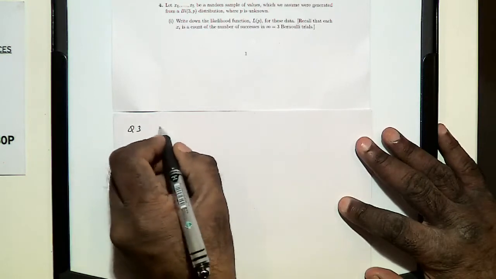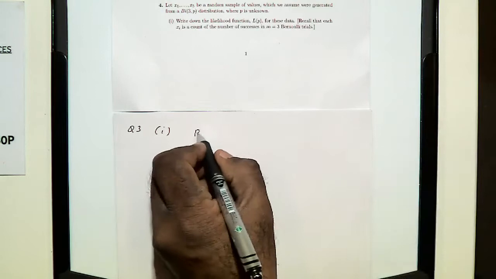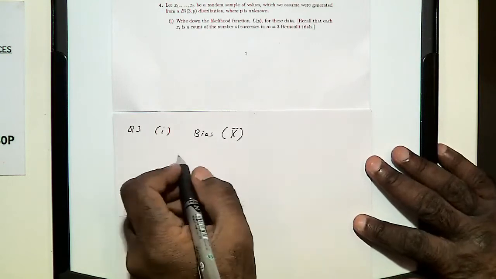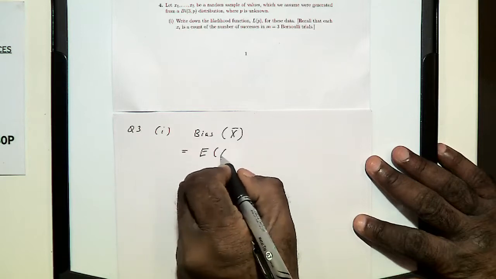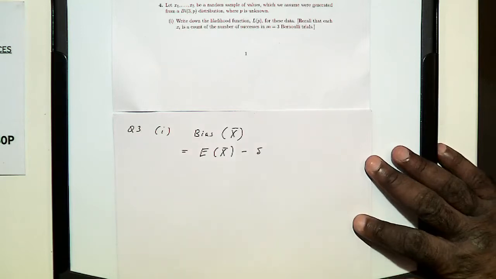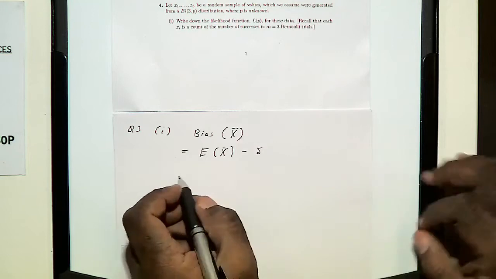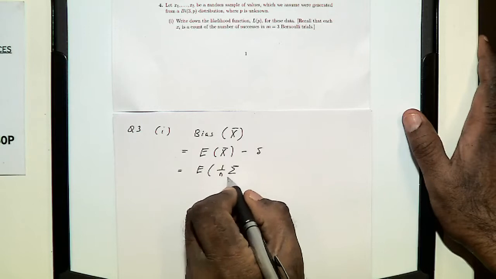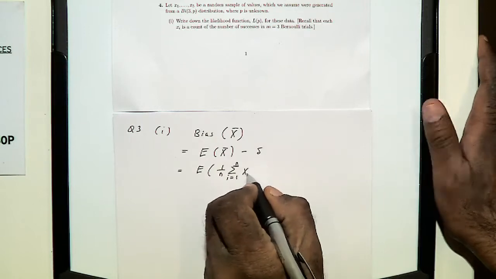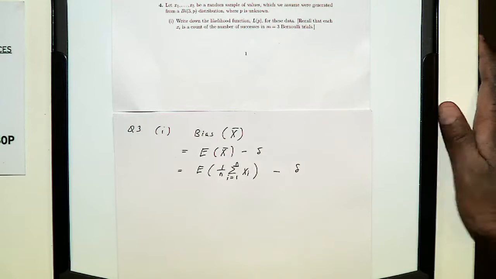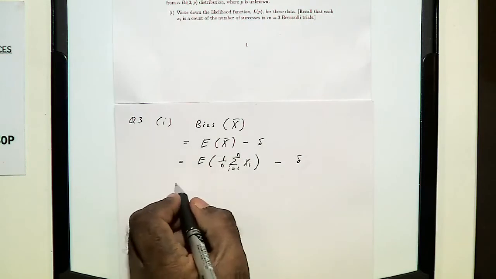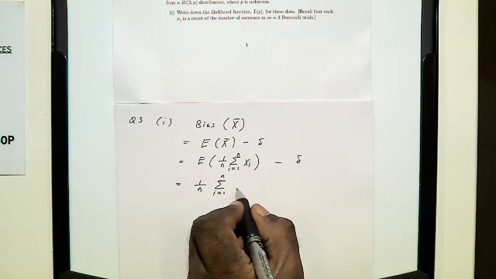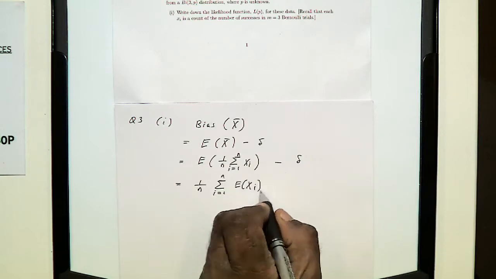So let's look at question 3, part 1. We want to find the bias of x bar, the sample mean, which, as you know, is defined as the expectation minus delta. Delta is the parameter that we're trying to estimate, right? So this is the expectation of the sample mean, take the expectation inside, you get 1 over n times the sum of the expectation of xi minus delta.